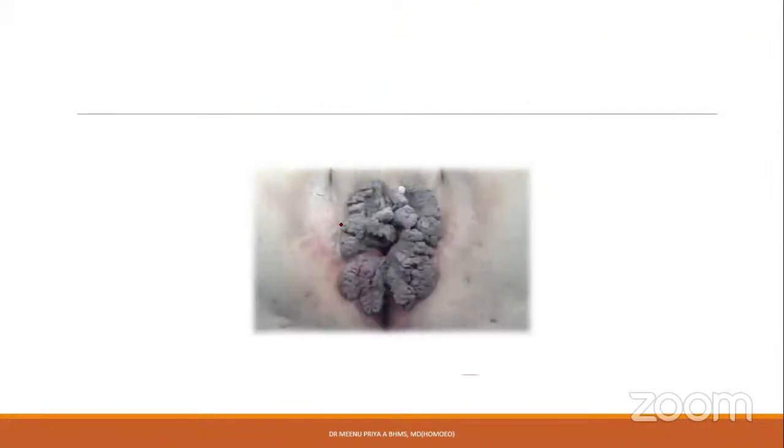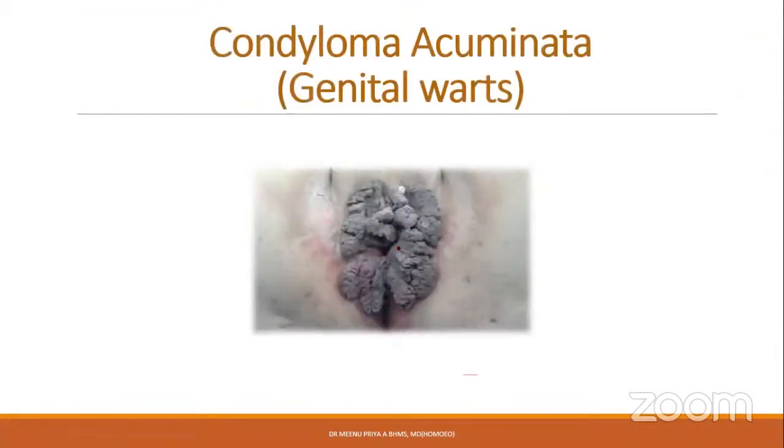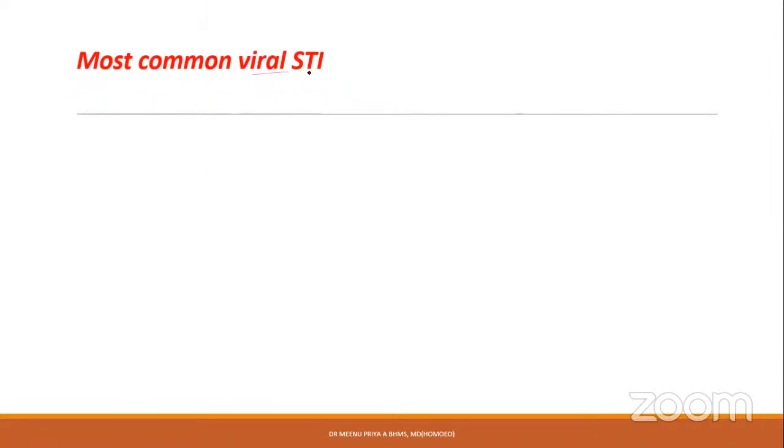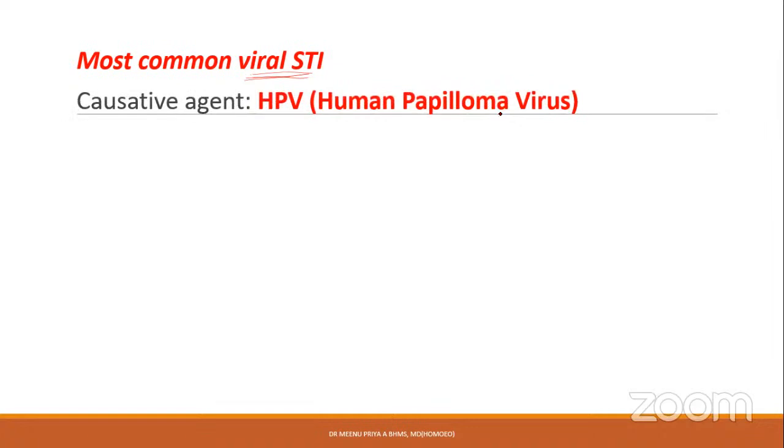So this, if you all know, the condition is what? It is condyloma acuminata, genital warts. So we'll see what it is. It is the most common viral STI. So just remember, which is the most common viral STI? It is genital warts, condyloma acuminata. The causative organism is human papilloma virus.